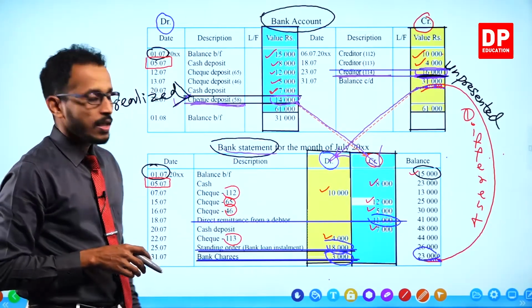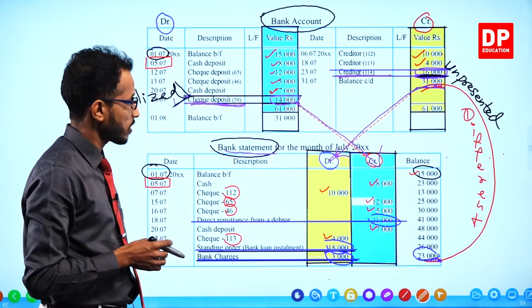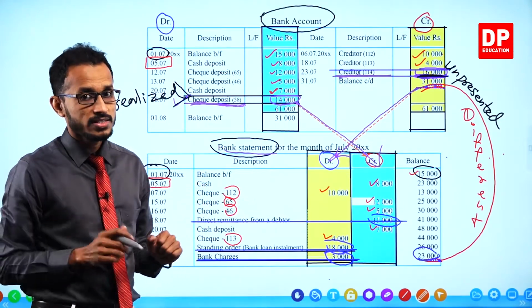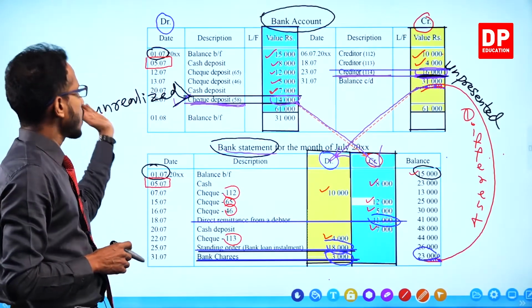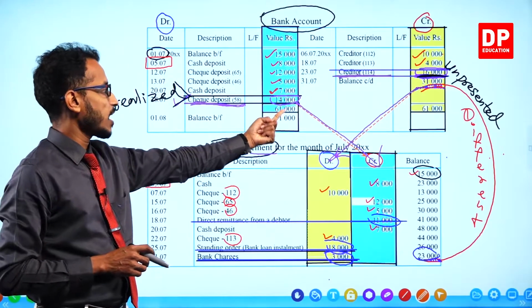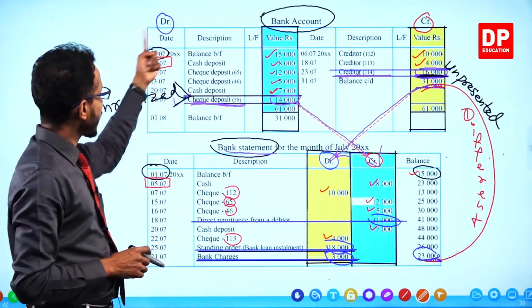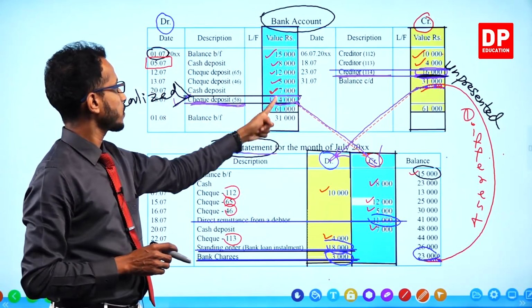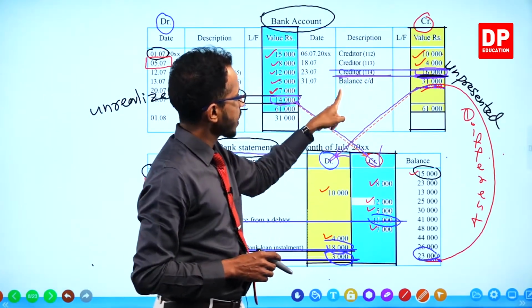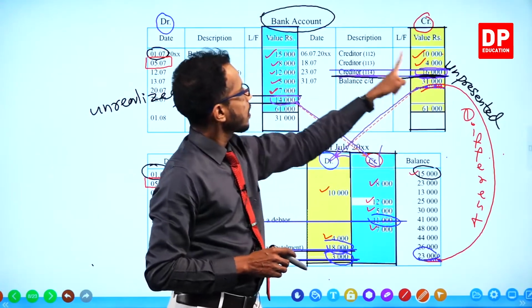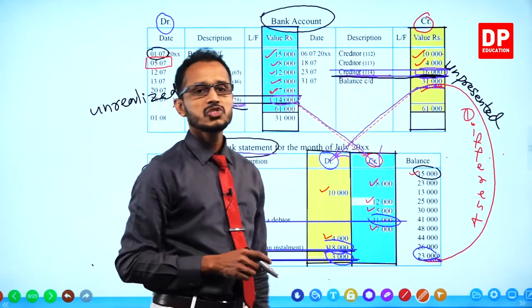Well, it's not something that is really difficult. If you understand these things, you can memorize clearly. Memorize that on the debit side of the bank account, the checks which have not gone to the bank statement are unrealized. And the checks which are on the credit side of the bank account, which have not gone to the statement, those are unpresented checks.